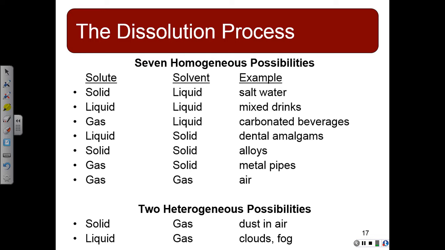An alloy, just like steel. Steel is iron and carbon, so it's a mixture of two solids. So a lot of your metals there. Brass is also one, a mixture of copper and zinc.